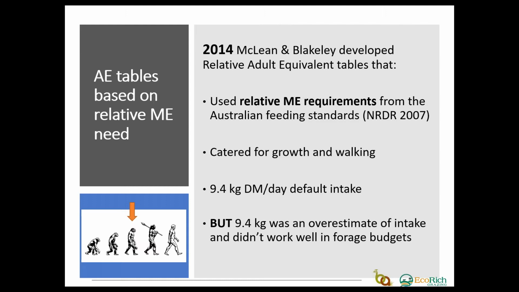And the intention wasn't to look at intake, but a default intake that came from that was the adult equivalent consumed 9.4 kilograms of dry matter per day. And when we tried to apply that in forage budgets in particular, it was an overestimation of the intake, and it didn't work too well in forage budgets.